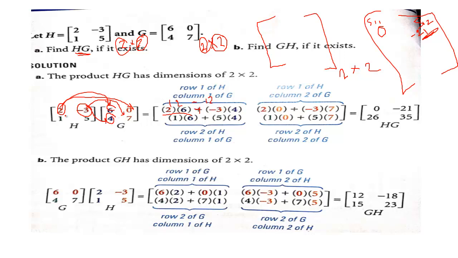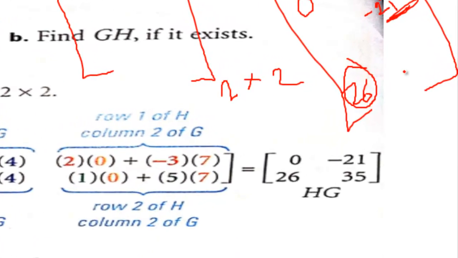Let's see the next one. The second row by first column gives you the number here. So 1 times 6 is 6. 5 times 4 is 20. So 6 plus 20 equals 26. And the next number is the second row multiplied by the second column, which gives you S22. So 1 times 0, 0. 5 times 7 equals 35. So the number here is 35.